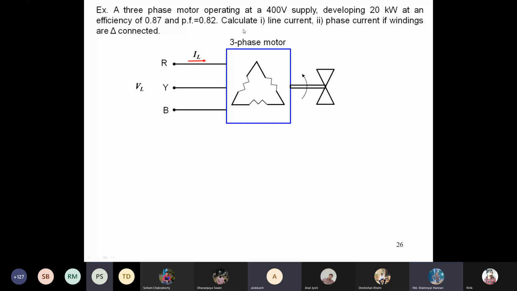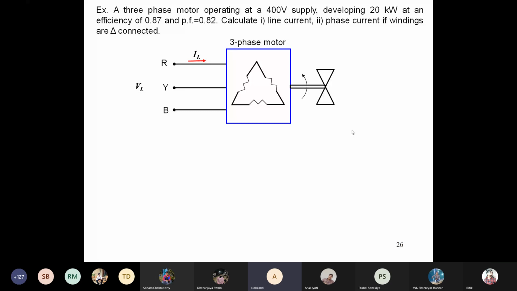Sir, what is the use of efficiency in this question? Every one of us has some efficiency, isn't it? Yes, sir. Are you 100% efficient? So I'm 0%.